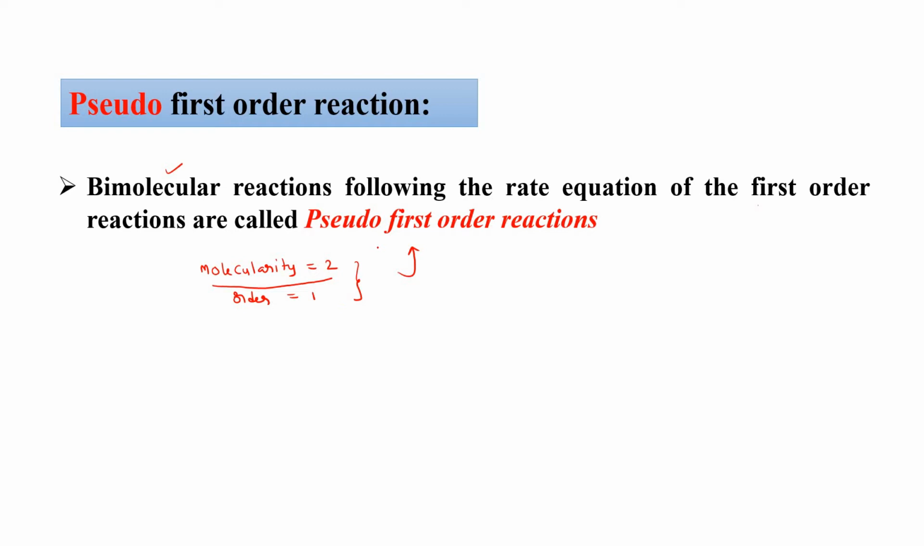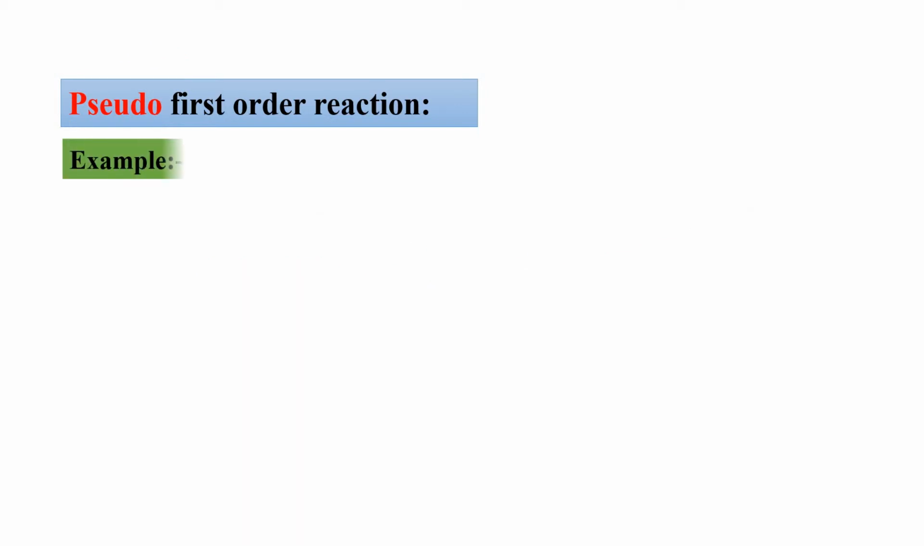Next, what is this pseudo? What is the meaning of pseudo? Pseudo generally means false. False first order reactions. Why do they call them false first order reactions? We'll take one example and I will explain this one. Example: I have taken inversion of cane sugar.